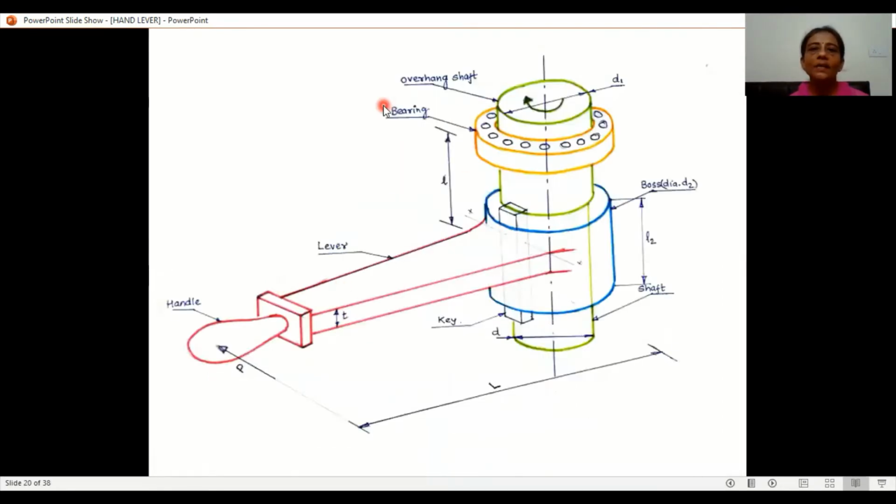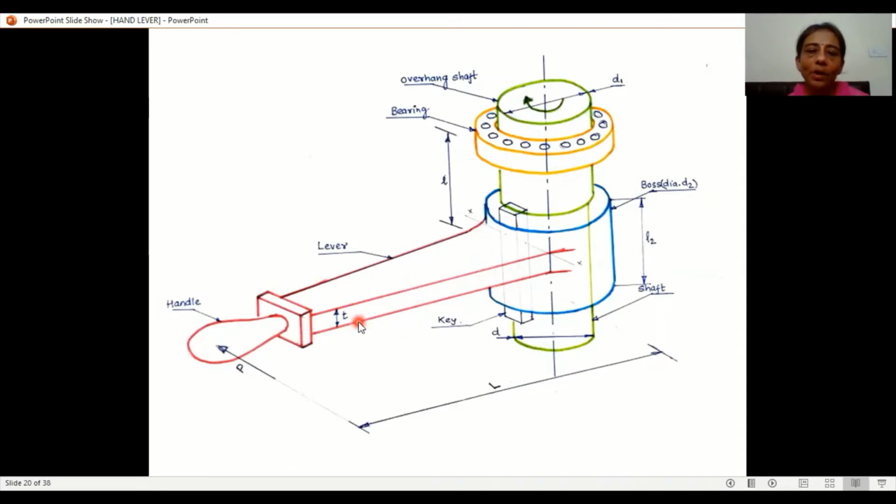Now here you can see the pictorial view which is made for your better understanding of how a hand lever looks. This part is a spindle to be turned. This is the enlarged spindle. This is a bearing. Blue color is the boss. And you can see here, friends, this one is a rectangular key. This is a tapered lever. And this one is a handle.